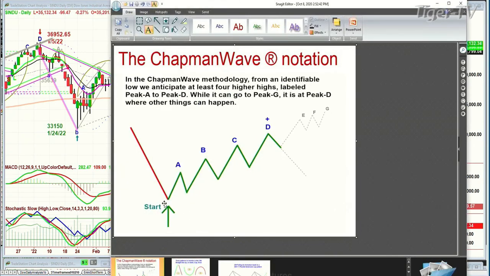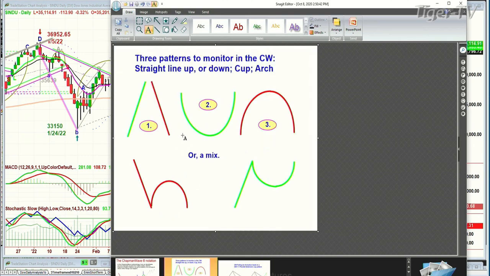So we've got peak A, peak B, peak C, D, and then D can see a much sharper move, or it can recycle. Or you can start an immediate Chapman Wave instant restart by going within three bars, starting another leg up, which becomes E slash A, F slash B, G slash C. And then you get to your D after that. So everything works out. Let me show you the patterns. I'm always looking for straight line up, straight line down, a cup formation, arch formation, or a mix of the two. This is a lowercase h, which can also become a kind of rectangle by making another h within that. We'll see that when we go through the different things. Or it could be very positive, a reverse y, which takes out the left side high and goes much higher.